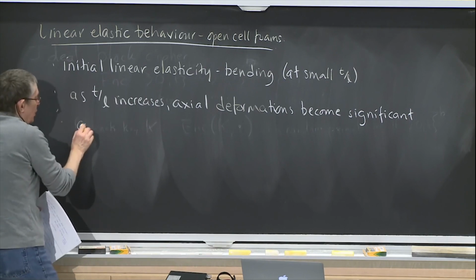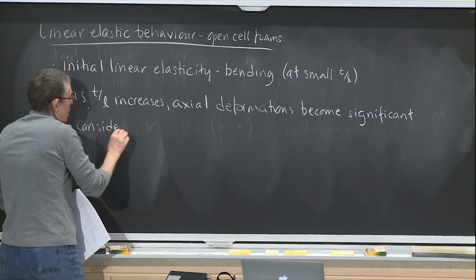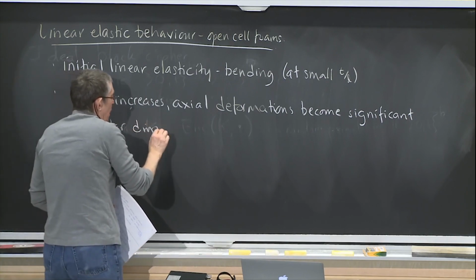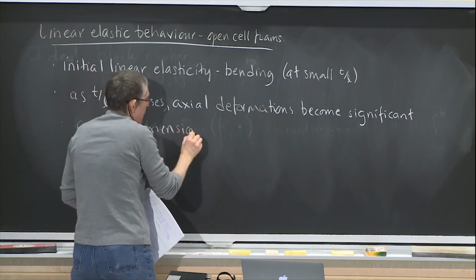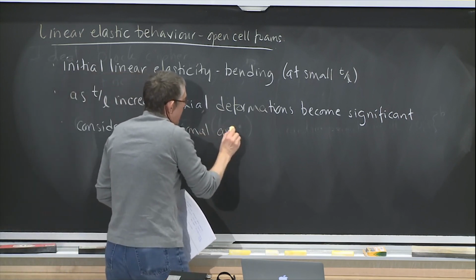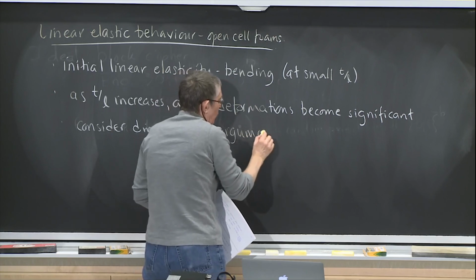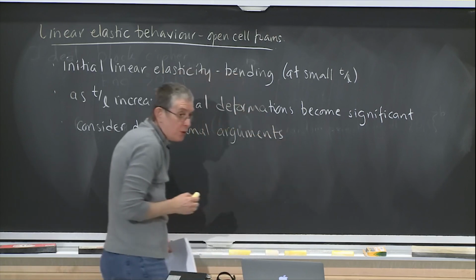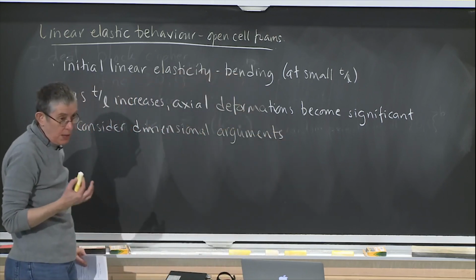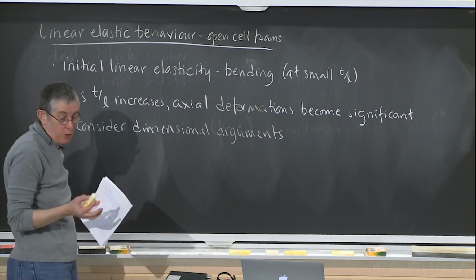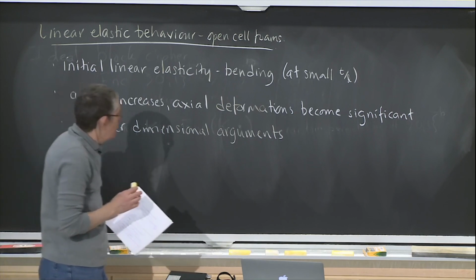And what we're going to do is consider dimensional arguments. And we're going to set the dimensional arguments up so that we replicate the mechanisms of deformation and failure, but we don't worry too much about the cell geometry.